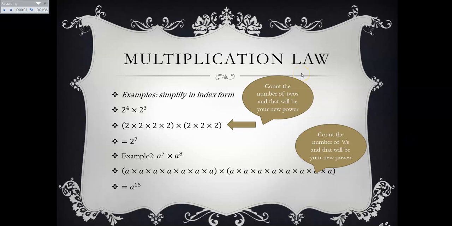Let's look at an example under the multiplication law. If we're given 2 to the fourth power multiplied by 2 to the third power, then the long way, if there were no indices, would be to write out 2 multiplied by 2 4 times, and then multiply that by 2 multiplied by 2 3 times. And count them: 1, 2, 3, 4, 5, 6, 7. And we'd say, okay, that's 2 being multiplied 7 times, so it is 2 to the 7th power.